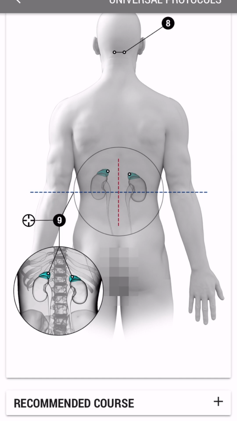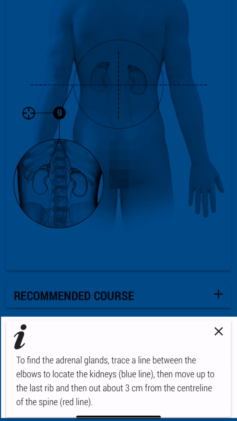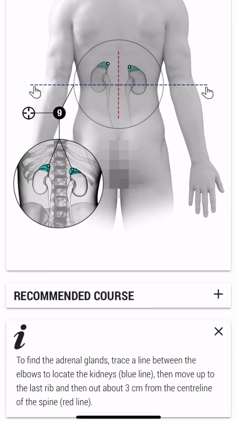So let's look here at the mannequin. You're going to notice on the mannequin, 0.9 doesn't have an exclamation point, but it has kind of like crosshairs, a target. And when we look below on the app, if we look at the information section, the eye, we're going to click on that, on the plus sign, and then it says to find the adrenal glands, trace a line between the elbows to locate the kidneys. And on the mannequin picture, that's the blue line. Then move up to the last rib and then out about 3 centimeters from the center line of the spine, which is the red line on the mannequin.